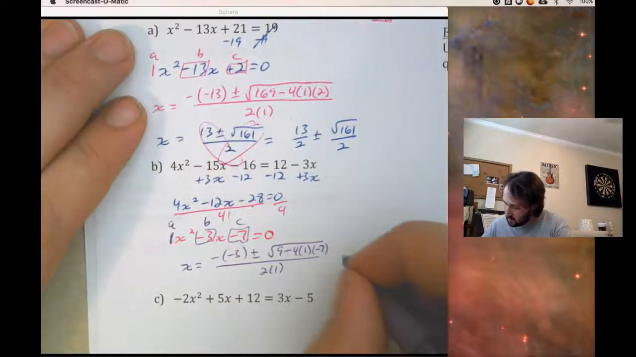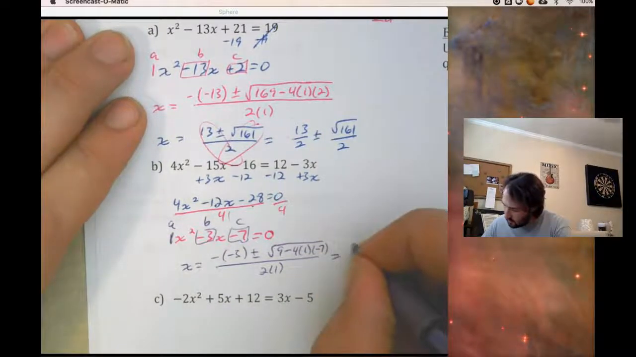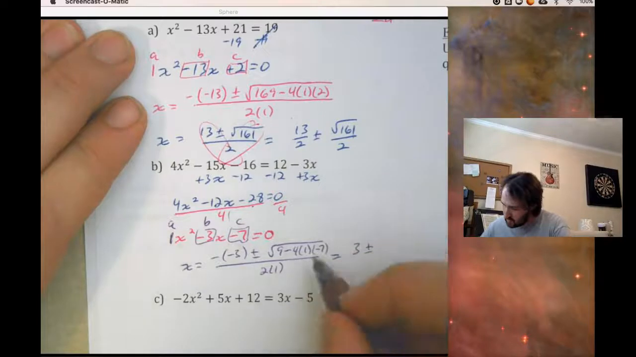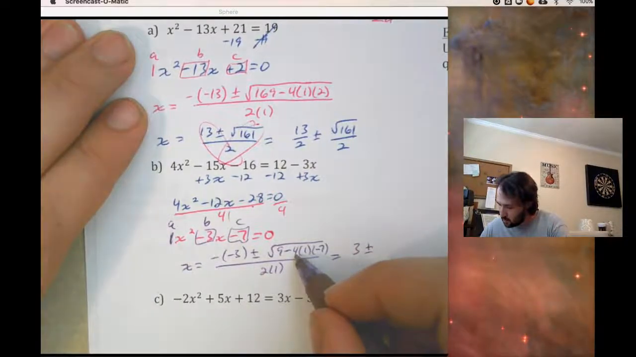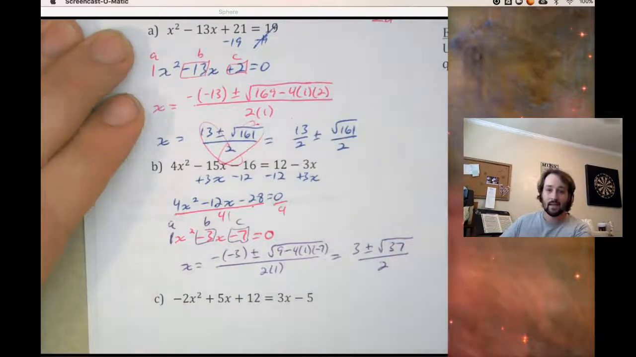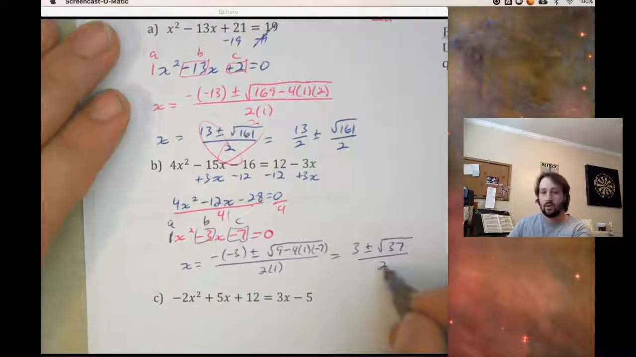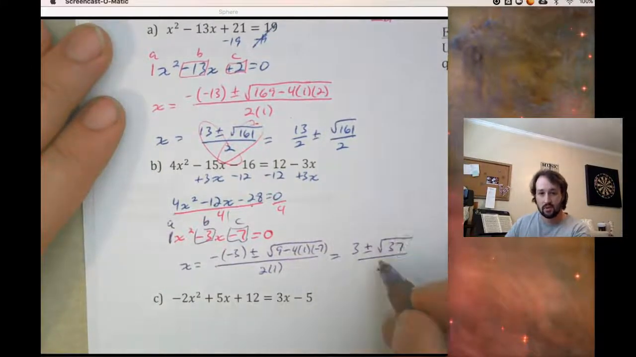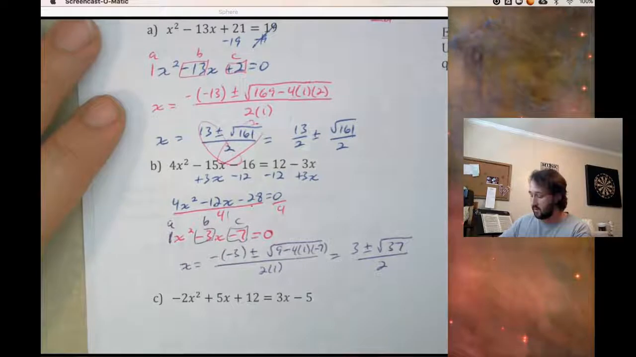So this becomes 3 plus or minus, so let's see, this is 9 plus 28, so the square root of 37, all divided by 2. And again, they can switch that up and say 3 over 2 plus or minus the square root of 37 divided by 2. They can make those two different fractions.